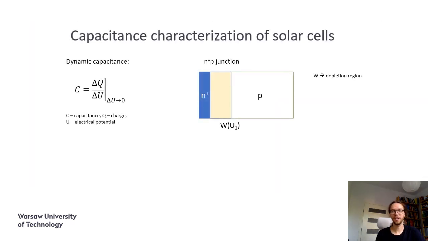When I'm talking about the capacitance, what I actually mean is dynamic capacitance, which is very easy to understand on an example of a p-n junction. To measure the capacitance, you just need to add some external voltage to the sample and look at how many carriers go in or go out of the device.